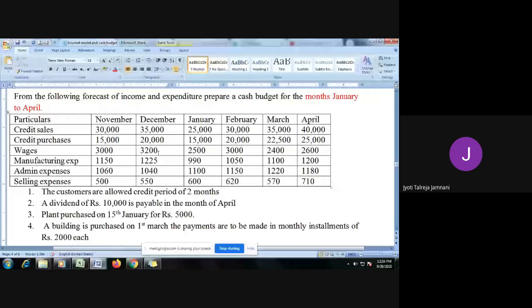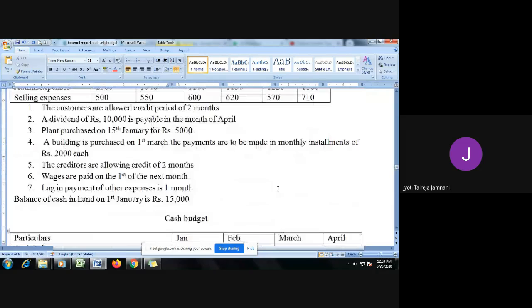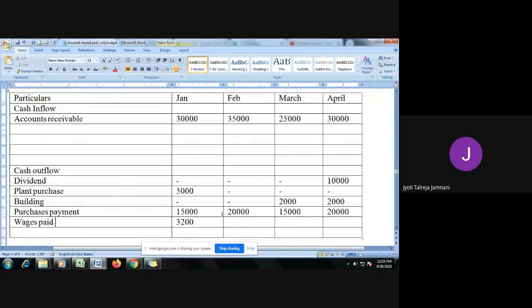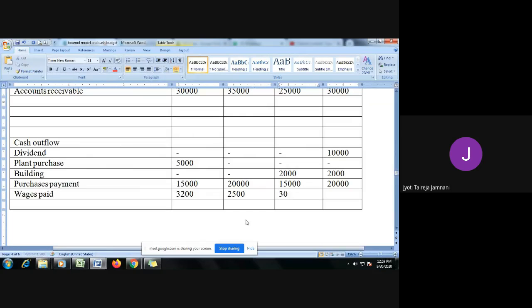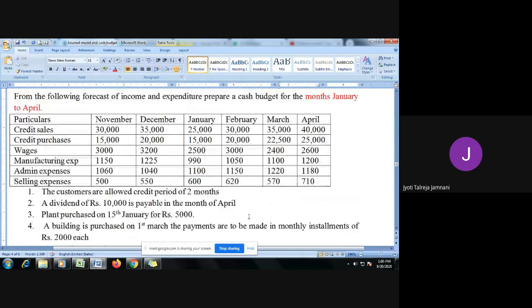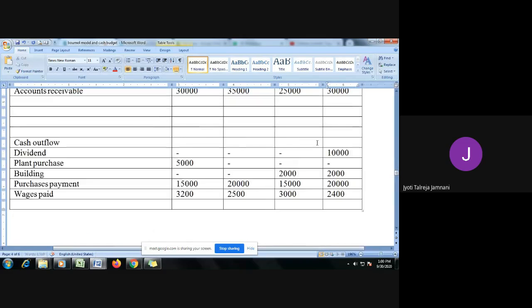We are not preparing December cash budget, so we're not bothered about it. We are not going to take it. December 3,200 we are paying in Jan. So that we'll have to record here, 3,200 in Jan. And this is wages paid. So December wages are paid in Jan. Then January wages 2,500 will be paid in February. February wages 3,000 will be paid in March. And March wages 2,400 will be paid in April. So this is how we'll take the wages payment.